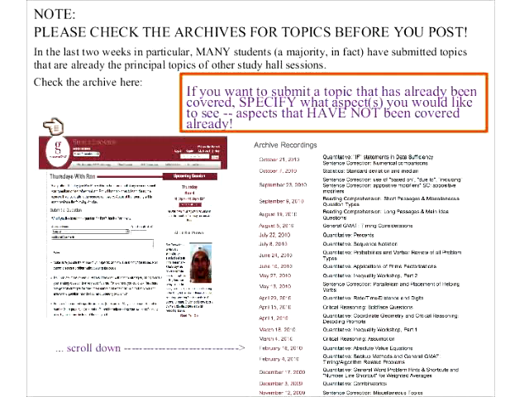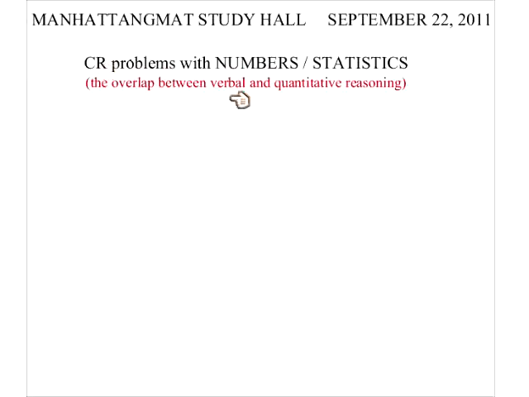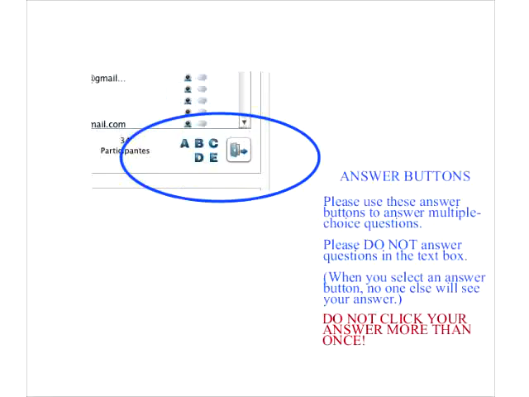Okay. So again, for those of you who are just getting here, today's topic is critical reasoning problems with numerical or statistical statements in them. We're going to go ahead and get started on these and see what kinds of general ideas we can draw from them. Also note, if you're an old-timer here, you already know this, but there are now answer buttons on your left that look like that.